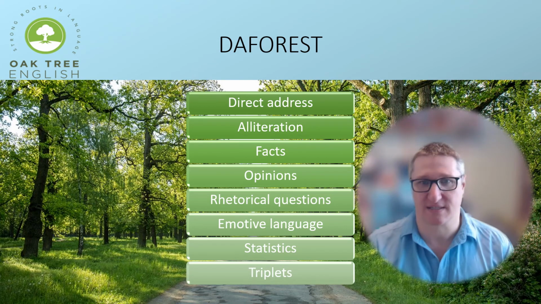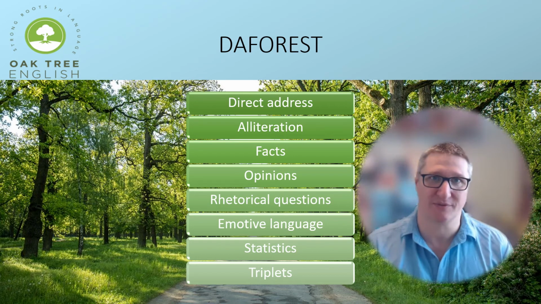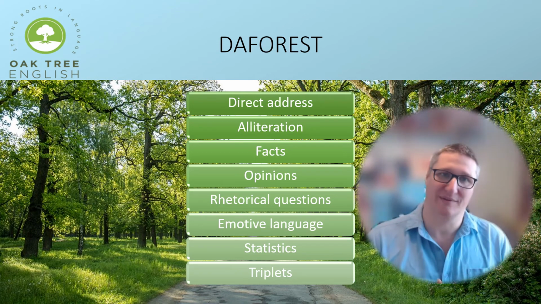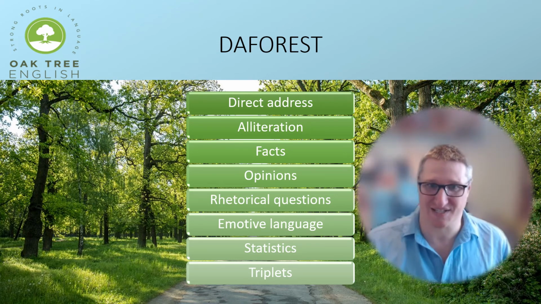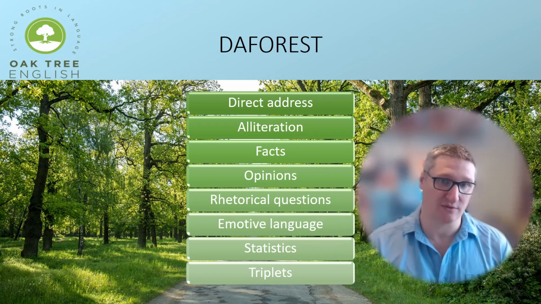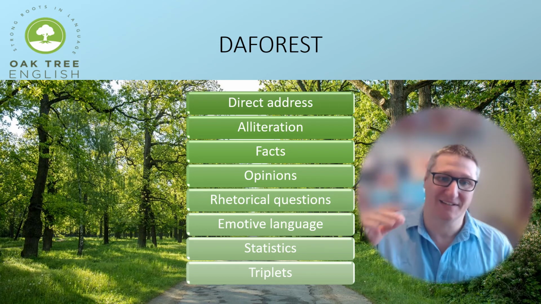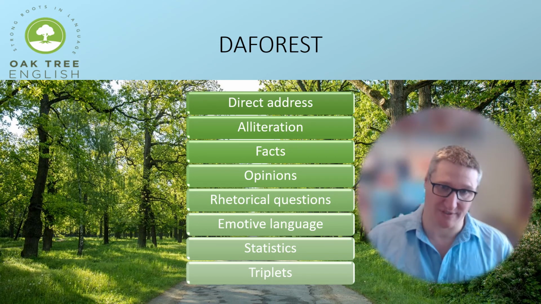And triplets. This is sometimes called the rule of three. Politicians use it all the time. Watch a political speech sometime, and you will see that they speak in threes. That's a really good thing to do. So when you're writing, also by the way, when you're writing your plan, you can have 3 points for each point.